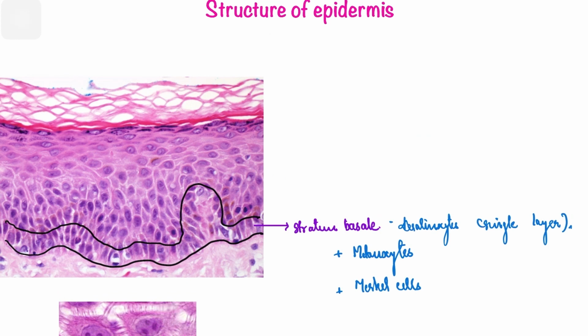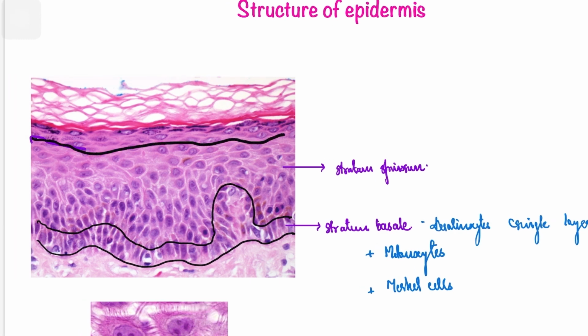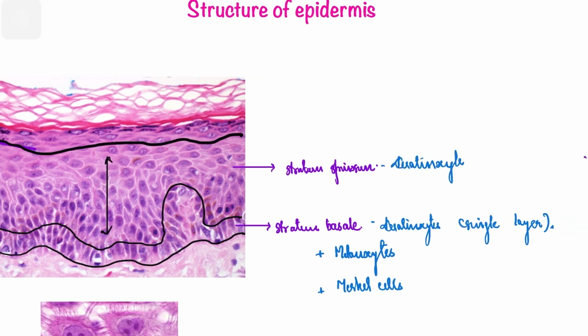And above the stratum basale, we have the stratum spinosum, which is a multi-layered structure. It will be around 3 to 8 layers. So this structure is the stratum spinosum. This is also made up of keratinocytes. It has multiple layers, around 3 to 8 layers. And in this layer also you will see an immigrant cell called the Langerhans cell.